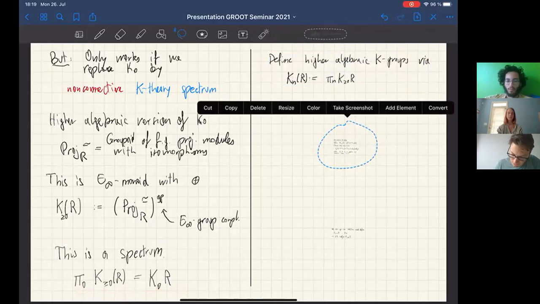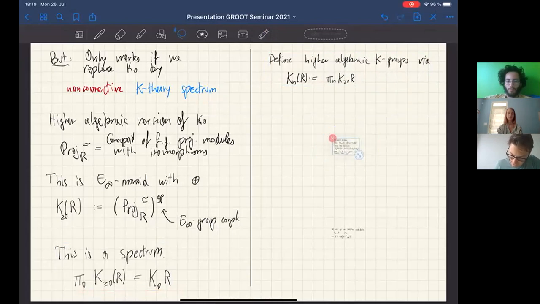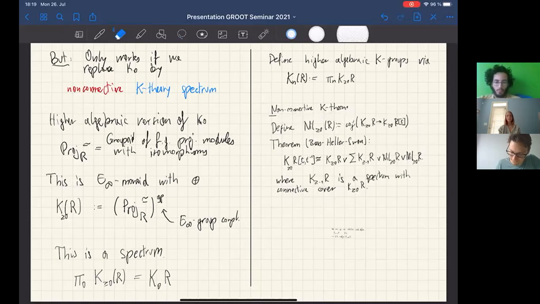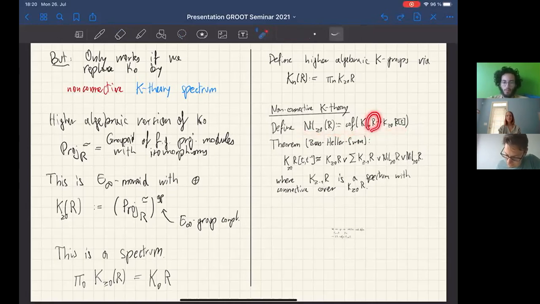So now I still have to define non-connective K-theory. Sorry, I told you it's the first time I'm using this. So define the nil groups: you have your ring R, you have the natural inclusion into the polynomial ring, and you can look at K-theory. And then you take the cofiber of this. And with this in mind, there's a nice theorem, the fundamental theorem of algebraic K-theory.